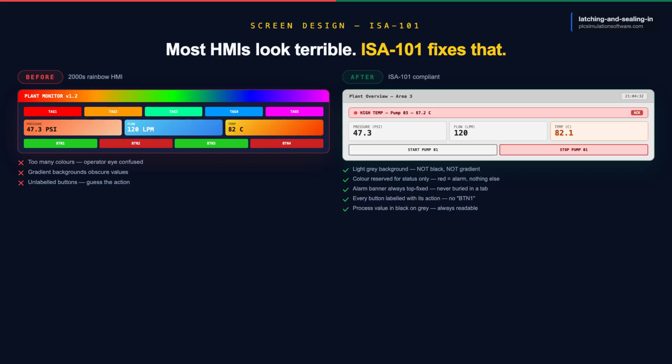ISA-101 looks boring next to the rainbow HMIs of the early 2000s. That is the point. Boring is good. Boring lets the operator's eyes find the important changes instantly.